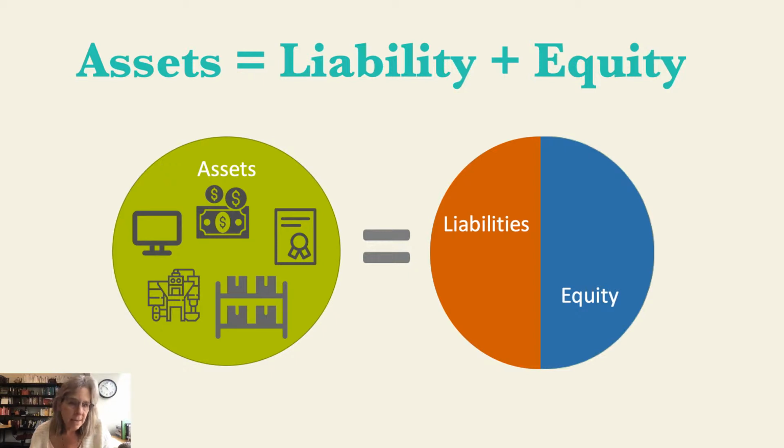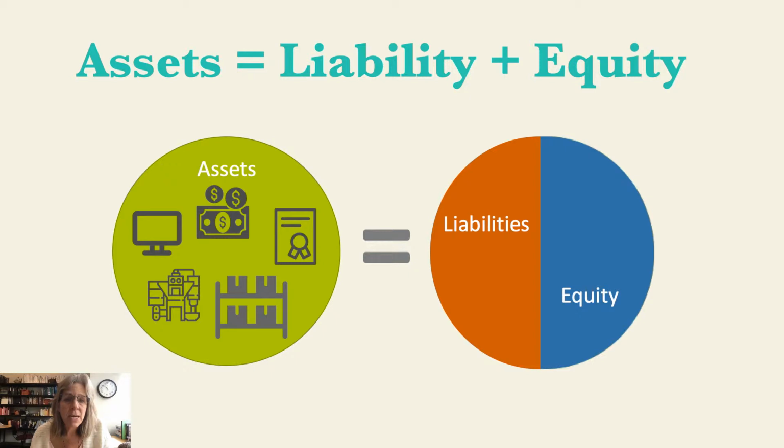Now, this isn't things like the knowledge of a particular person. Like if you hire a really smart person, this doesn't actually go into the assets category. It's more about the tangible things that you own. Those are all the things that are helping you generate money for the company.